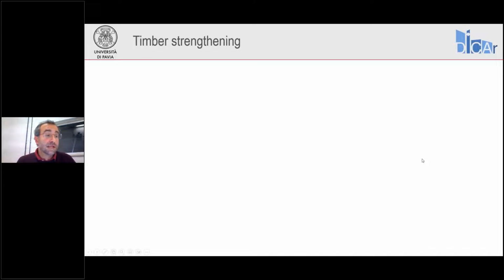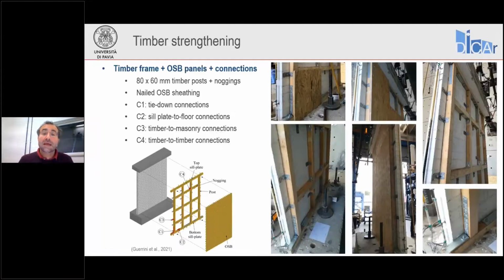So let's move now to the timber strengthening. Now, the solution that we have developed here at the University of Pavia and at Hughes Center Foundation is based on the application of a timber frame to one side of the masonry wall, then to nail oriented strand board or OSB panels to this timber frame, and again of very big importance, connecting all this retrofitting system to the masonry by mechanical connections.